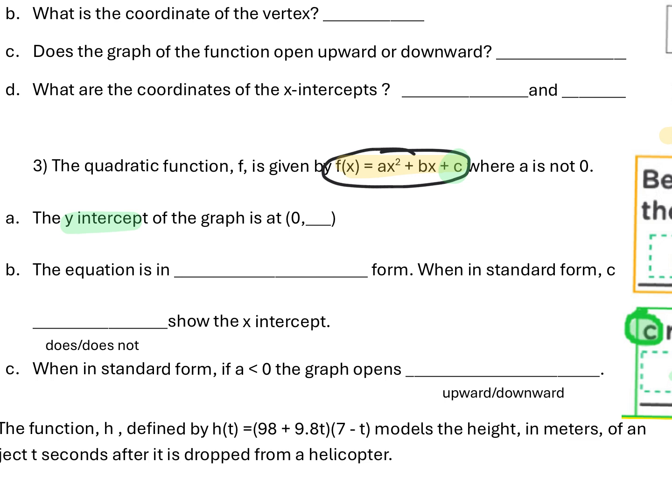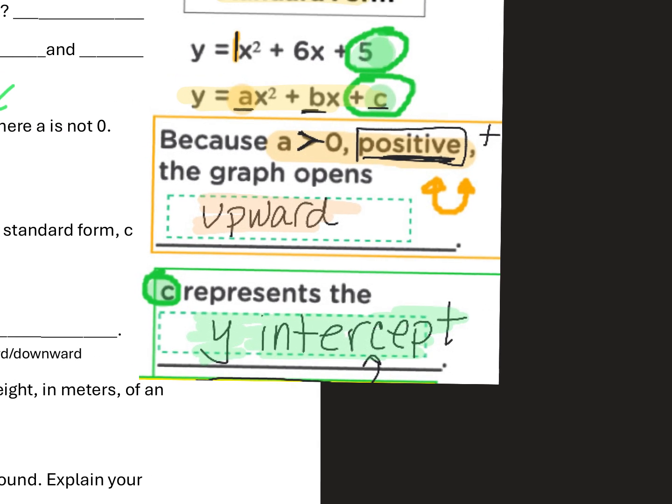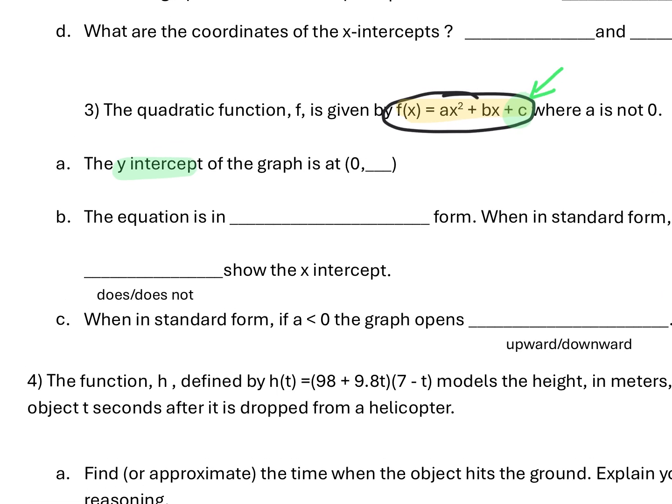It just gives me the letter C, and I know that the y-intercept is found by the letter C because I remember that from this portion of my notes right here, that C represents the y-intercept. But since I don't know what number it is, the answer I'm going to put here is just C. Whatever my C value is, 0, comma C, that will be the y-intercept.